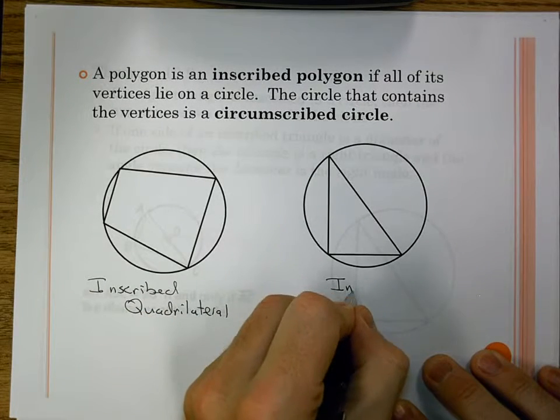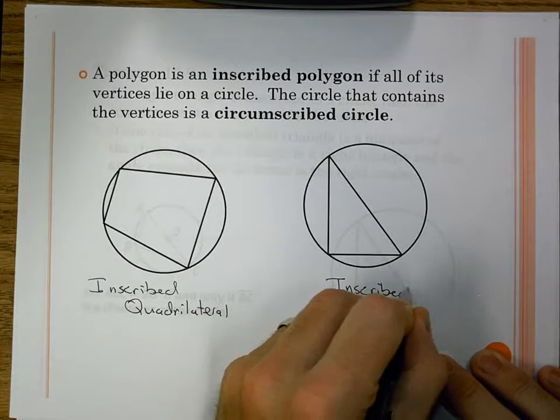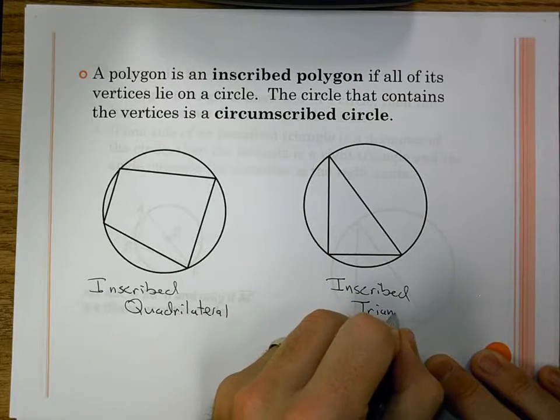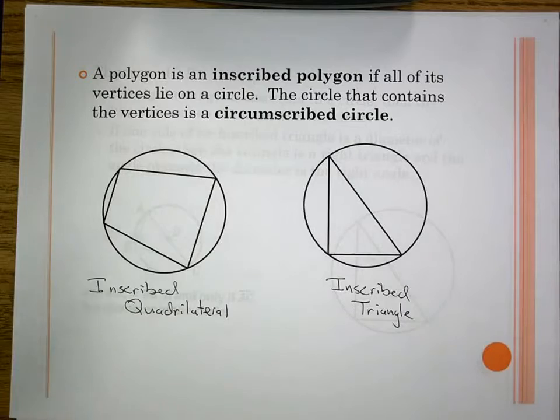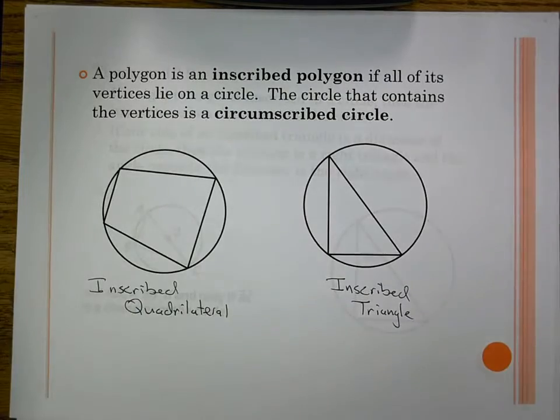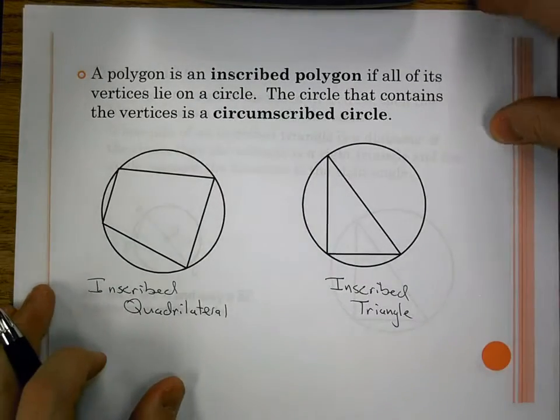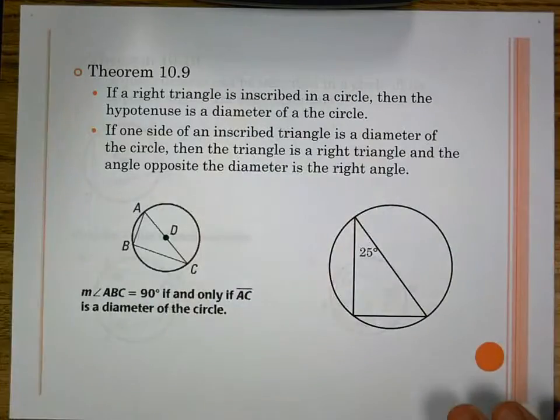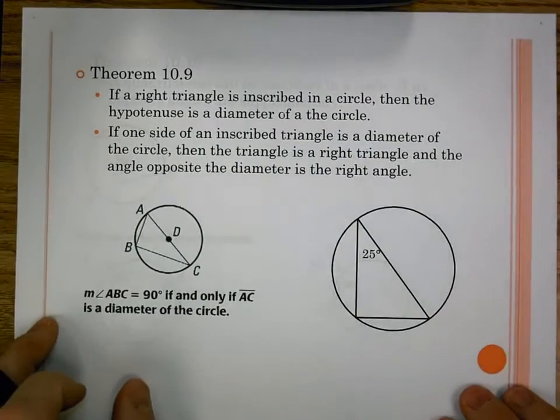and an inscribed triangle. And we could really look at any type of polygon, hexagon, octagon, any more and more sides, but we're really going to focus on these 2 in particular. The first one we're looking at is a triangle. So this theorem really has two parts.